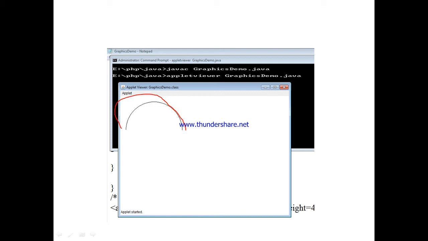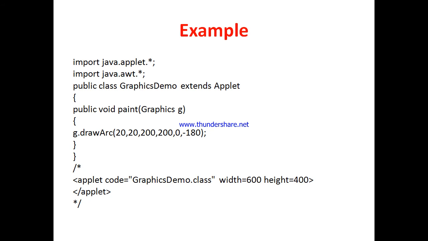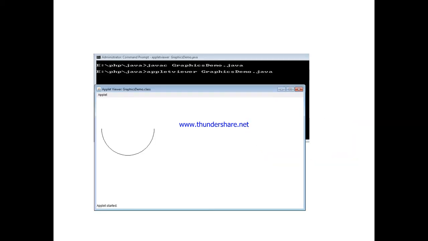Now, the next example. It is the same example, but here we are using the last parameter, the arc angle, as minus 180. If this last parameter is negative, then the arc will be drawn in the clockwise direction. Suppose the starting angle is 0, so it starts from here, but now for 180 degrees, instead of the anti-clockwise direction, it will be drawn in the clockwise direction. So, in this manner the arc will be drawn. Now, let us see the output. We are getting the arc drawn in the clockwise direction.